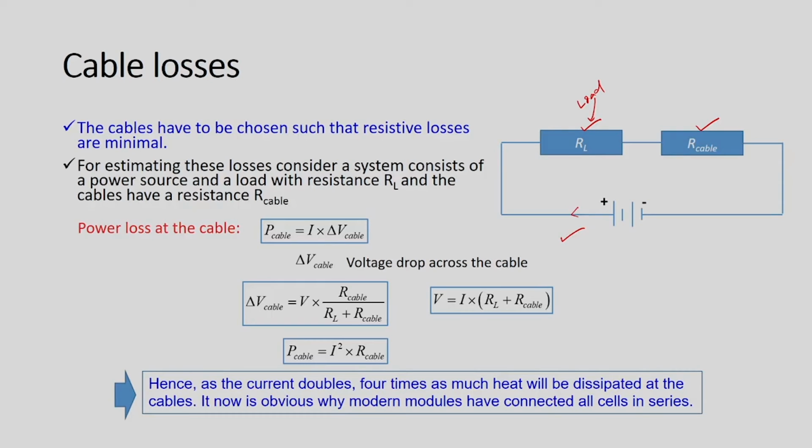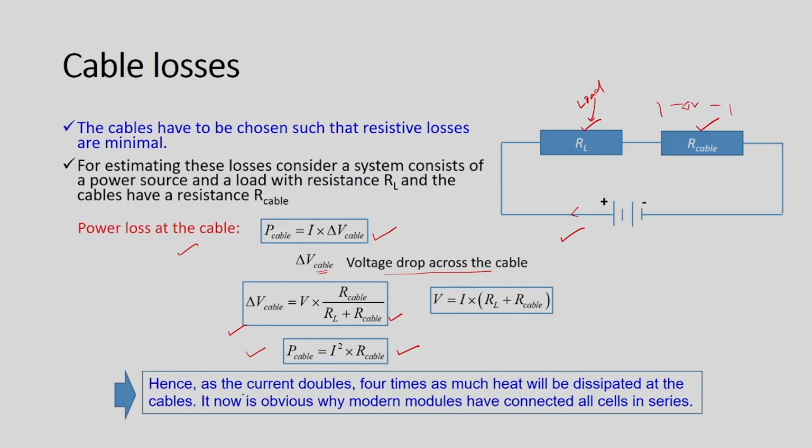So, power loss at the cable can be calculated by using these equations. P cable is current multiplied by voltage drop, since delta V cable is the voltage drop across the cable. This can be calculated using V is equal to I into R, the summation of RL plus R cable. And finally, what we would like to show is that the power dissipated in the cable is equal to I square into R cable.